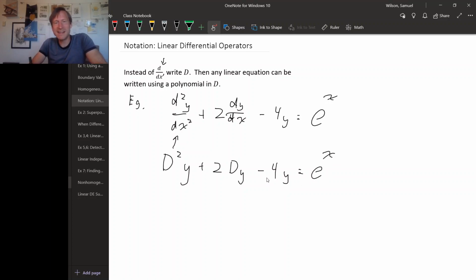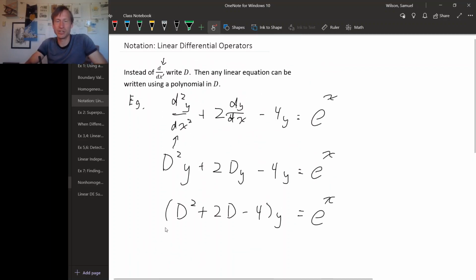You can see that when we write it this way, y shows up in every term, and so we can make things a little shorter by factoring out the y. Now that's not really what we're doing, but it sort of looks like it. So this gives us D squared plus 2D minus 4, all applied to y, equals e to the x. So you can see you could do this for any linear differential equation.